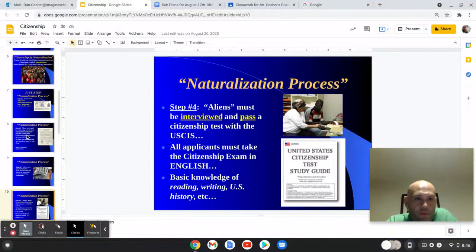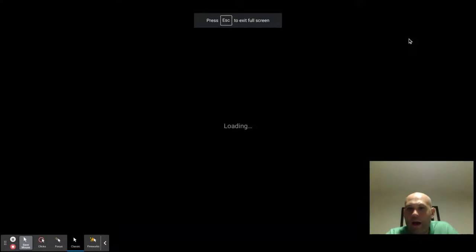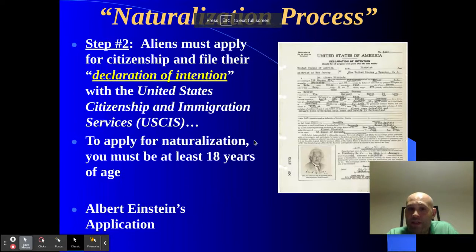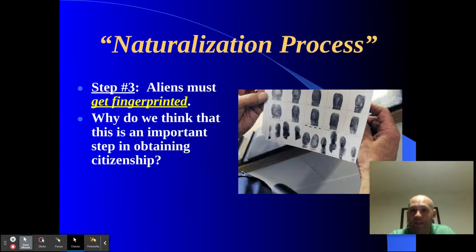Sorry. I want to say something about this. Before you apply for citizenship, you do need to have your green card for 5 years. So step one is you apply for your green card. After 5 years, you can apply to become a citizen.